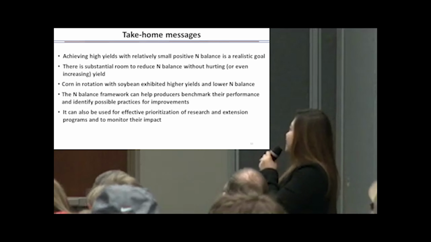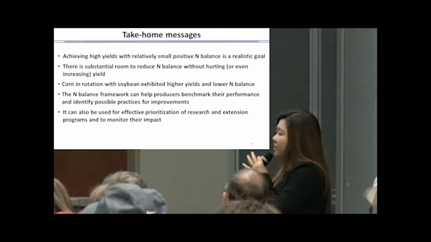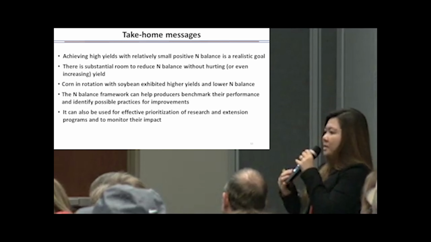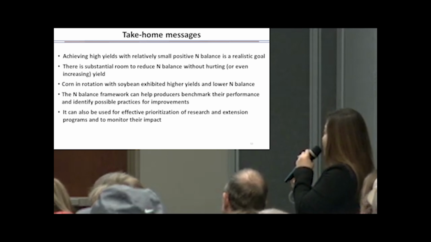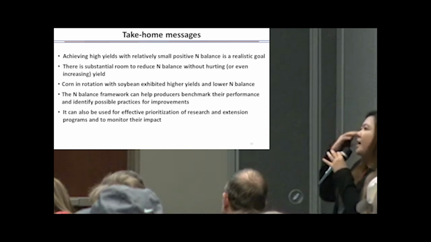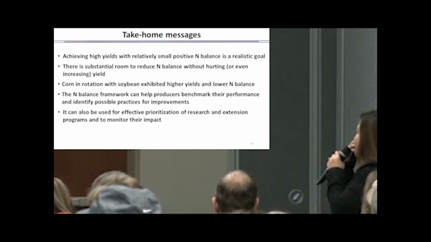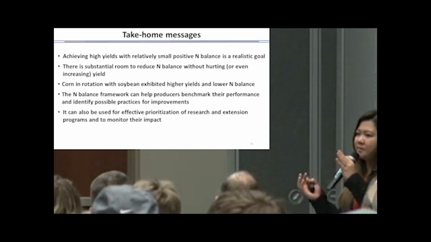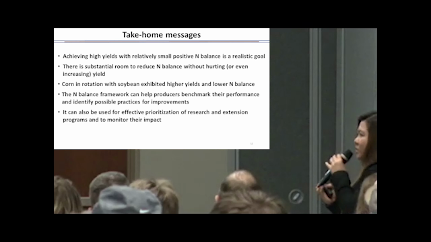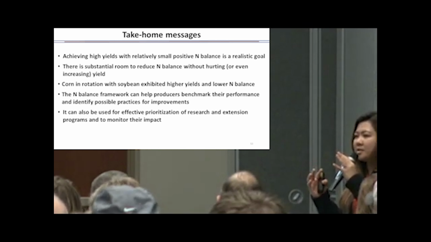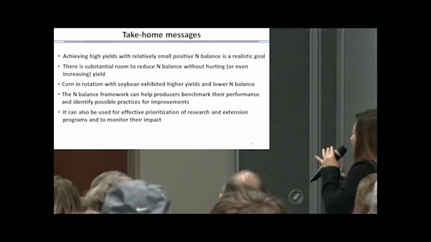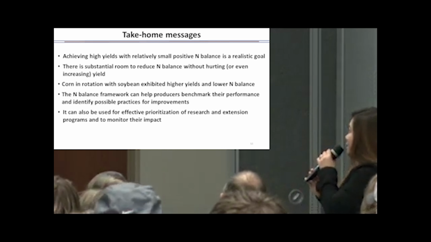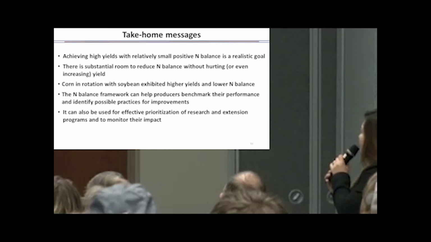In addition, this nitrogen balance framework showed us that it could help producers to assess their performance and to identify possible practices for improvements. And further, it could be an effective extension prioritization, to help the NRD managers or other policymakers to identify those fields that have large room for improvement and maybe focus on those fields. For example, those fields that fell in category D of the nitrogen balance framework.